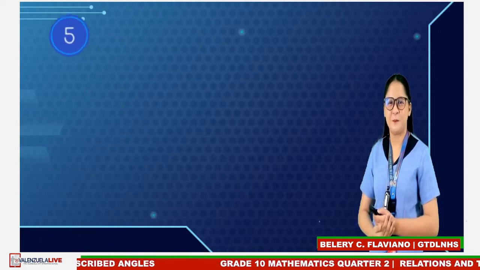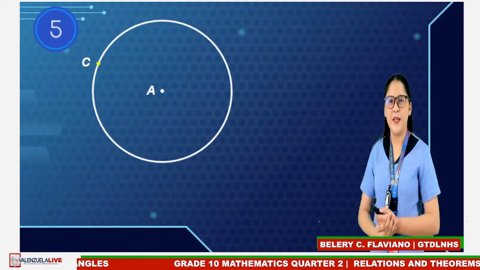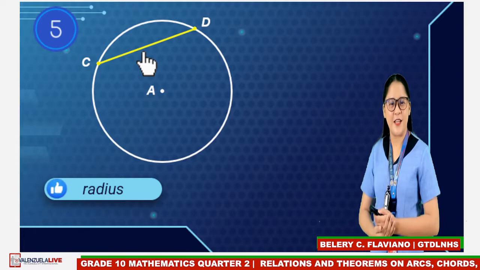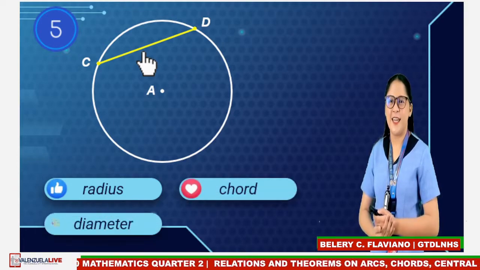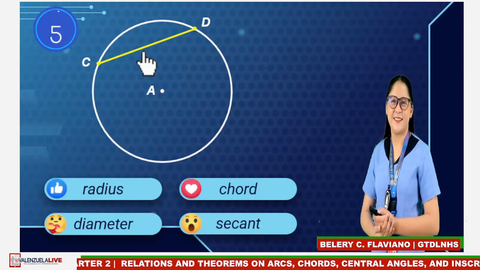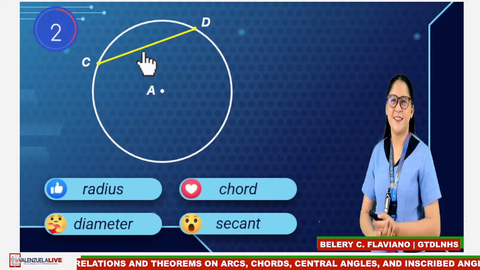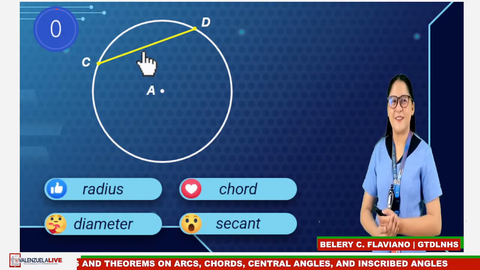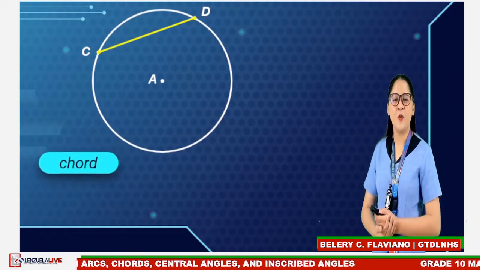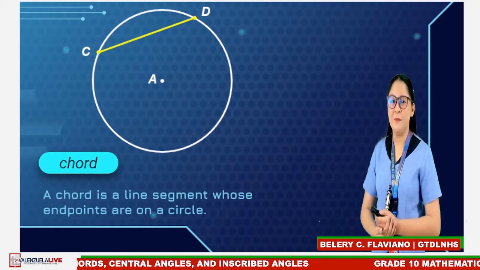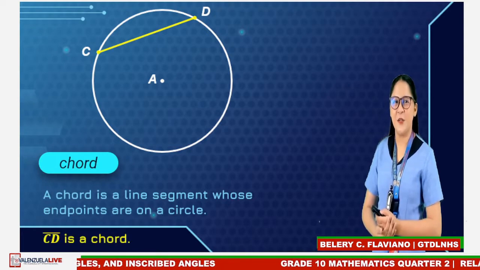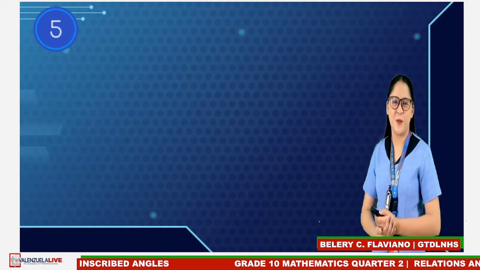Let's have the next one. Observe the figure pointed by the cursor. Is it radius, chord, diameter, or secant? You have 5 seconds. Go. Time's up, and the correct answer is chord. A chord is a line segment whose endpoints are on the circle. In this figure, segment CD is a chord. Let's have the next one.